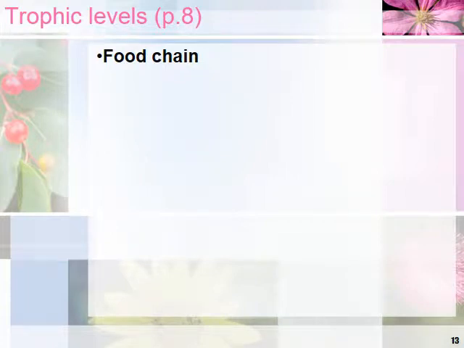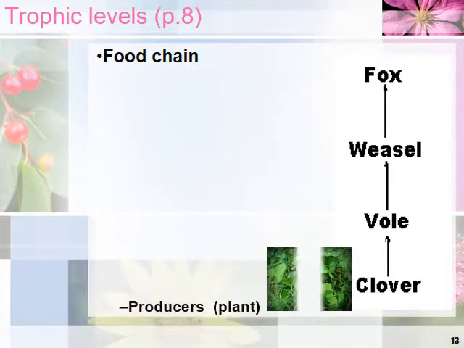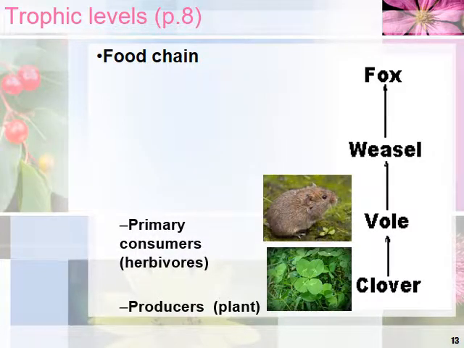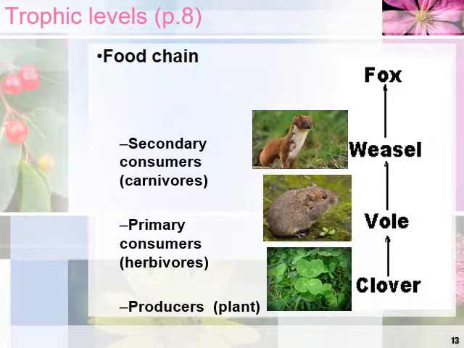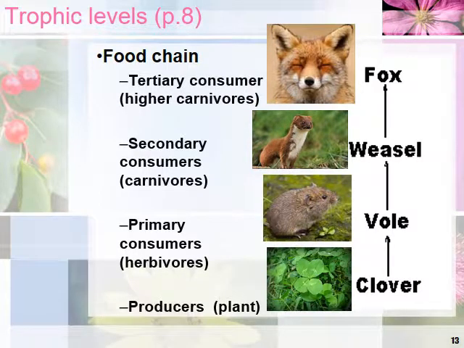So here, just to give you another example of our food chain, we can have a clover to a vole to a weasel to a fox, right? And so the clover is going to be our producer, it's our plant. The vole is going to be the primary consumer, and again, that means it's going to be a herbivore. The weasel, being a secondary consumer, would just be considered a carnivore, right? And then the fox, being a tertiary consumer, would be another carnivore. We could also call it maybe a high carnivore, a top carnivore, an apex predator. So there's a lot of different vocabulary that you could use in order to describe the uppermost trophic level. But that's where the food chain will stop once we hit the highest consumer level.